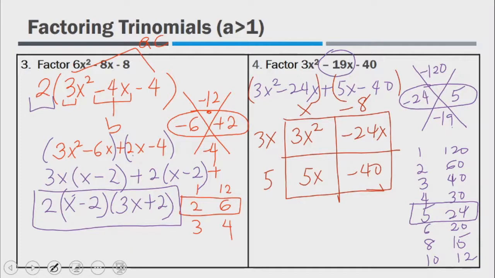Some people use this box to organize the grouping, but if you can just do it straight away, just like I did in example 3, please go ahead and do it. So the factor in this case is going to be 3x plus 5 and x minus 8.